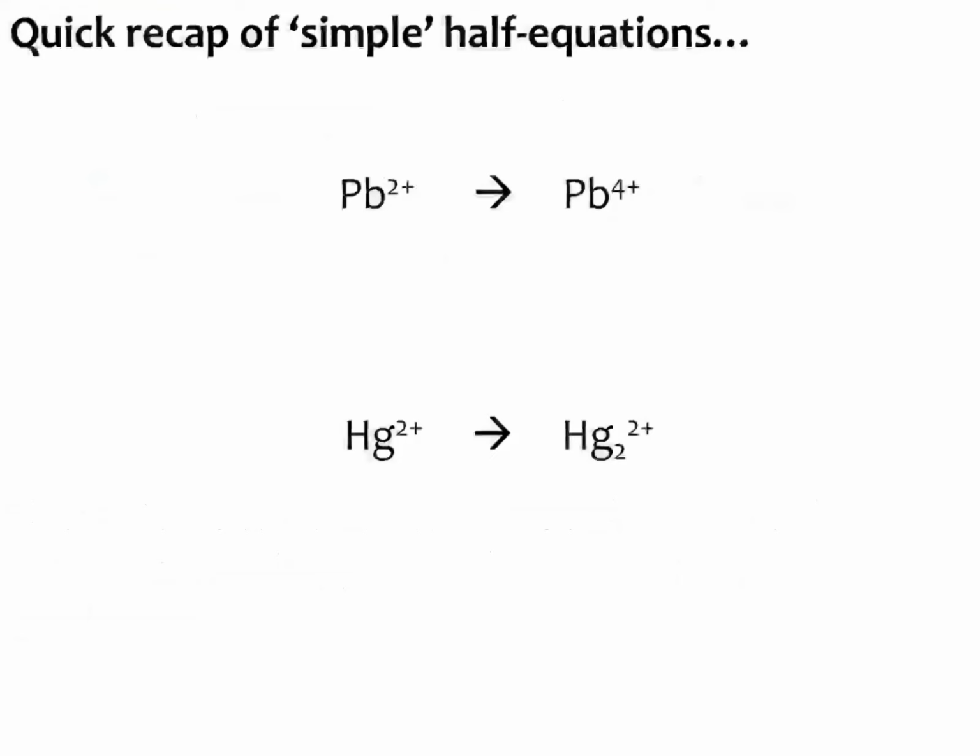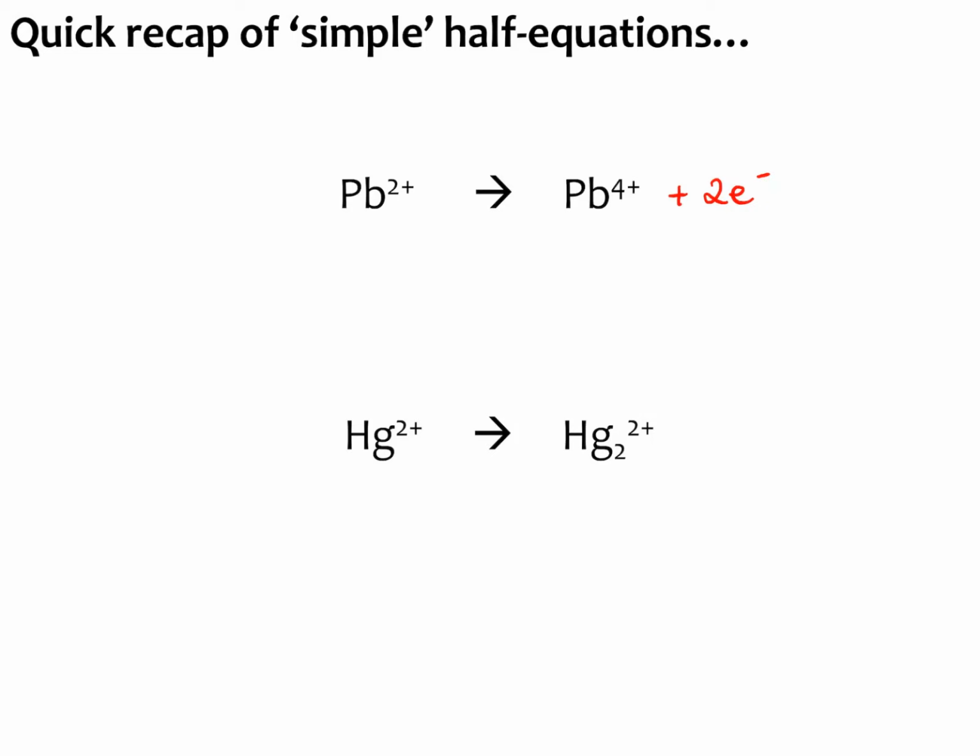If we look at the first one with lead, we've got one Pb on the left hand side and one Pb on the right hand side, Pb2 plus forming Pb4 plus. So we don't have to worry about balancing the elements, they're already balanced. The next thing to do is to look at the charges, and we've got a 2 plus going to a 4 plus. Now for something to increase in charge, it has to lose negative electrons. So we would need to have 2 electrons on the right hand side.